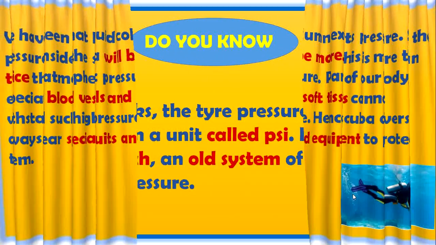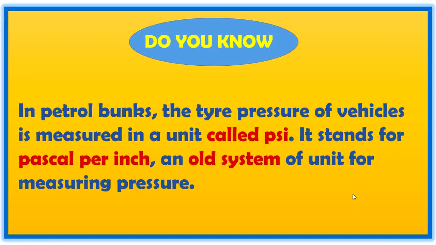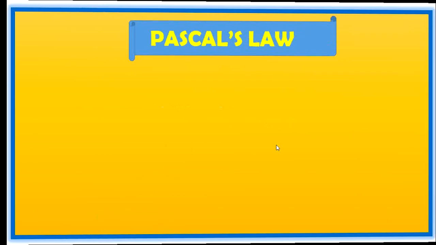Now in petrol blend, the tire pressure of a vehicle is measured in a unit called PSI. What is PSI? Pound per square inch. It is an old system of units for measuring pressure.